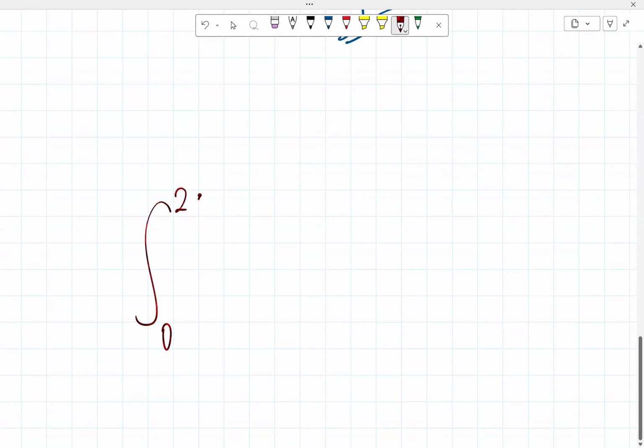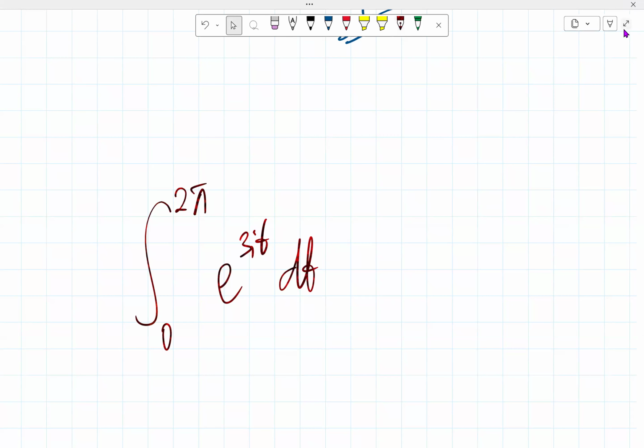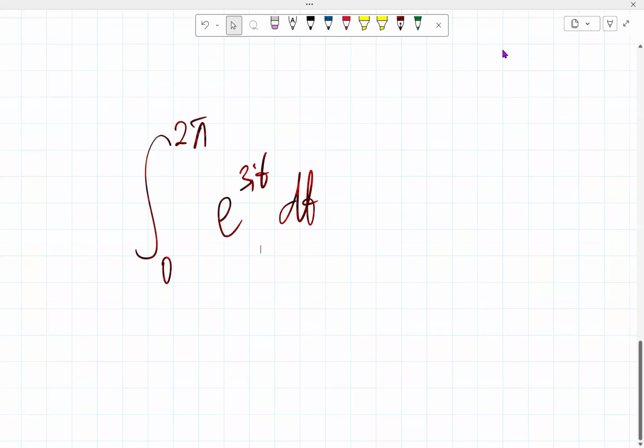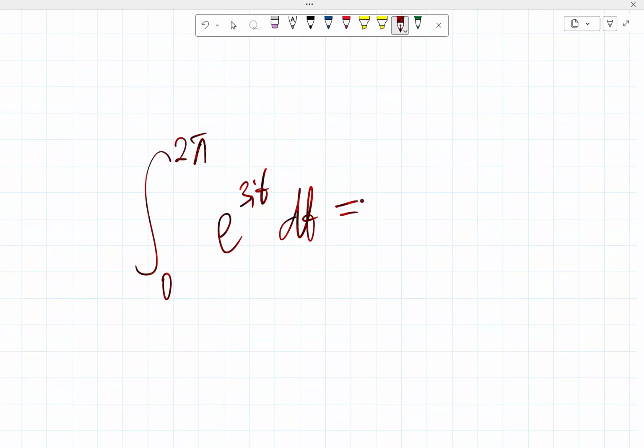Integral from 0 to 2 pi of e raised to 3it dt. So we have that, and that is equal to integrating this. We differentiate this with respect to t, which will give 3i. So that's like 1 over 3i.